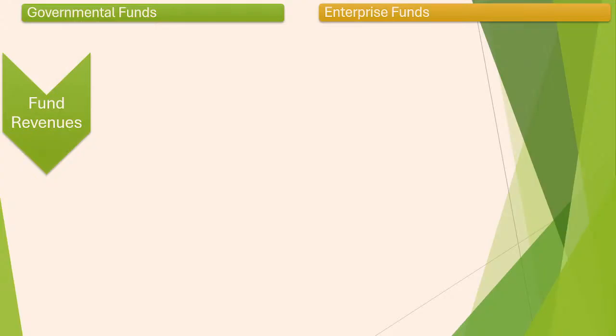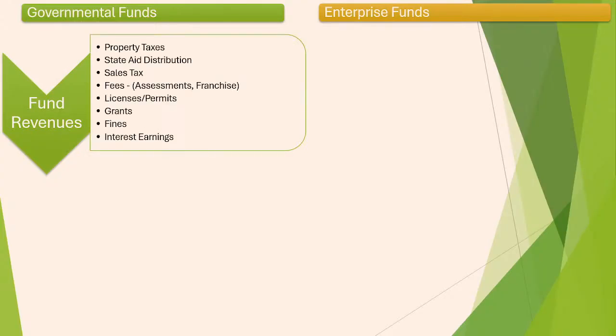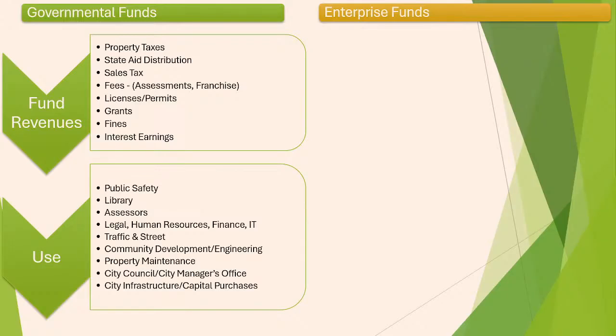So again, talking about the different types of funds, different sources of revenue. Governmental funds, typically that's where the bulk of your property tax levy goes to. State aid distribution, some sales tax goes into there, particularly the portion that's designated for property tax relief. License, permits, fees, grants, fines, interest earnings are the general sources of revenues. The uses, again, public safety, library, assessor's office, legal, human resources, finance, IT, all of those administrative departments, property maintenance, and then some infrastructure and capital purchases.